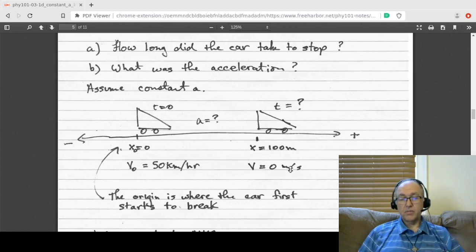So v is equal to 0 meters per second. And what was the time there? We don't know, but that's the later time. And then what's the acceleration? We don't know, but there is an acceleration between these 2 points. And so there it is.